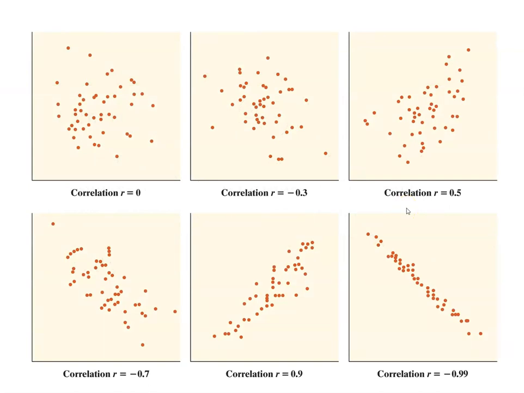Here are some different visuals that show you different values of the correlation. So when R is 0, you can see that there's no association, there's no direction, and there is no linear strength. As it moves further from 0, you see more of a pattern until it gets really close to either 1 or -1. So those are just some examples.